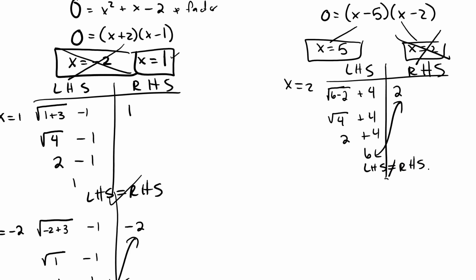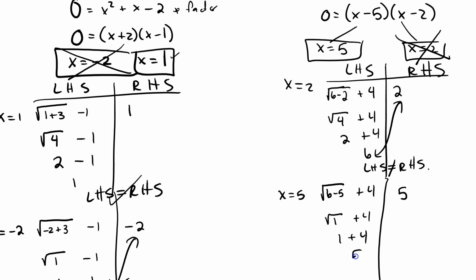Let's substitute and see if x equals 5 is a solution. So the square root of 6 minus x, but in this case we're trying out 5, so 6 minus 5 plus 4 equals the right-hand side, which is x, which in this case is 5. So square root of 1 plus 4, 1 plus 4, 5. Left-hand side equals right-hand side. So we have actually verified that x equaling 5 is a solution.